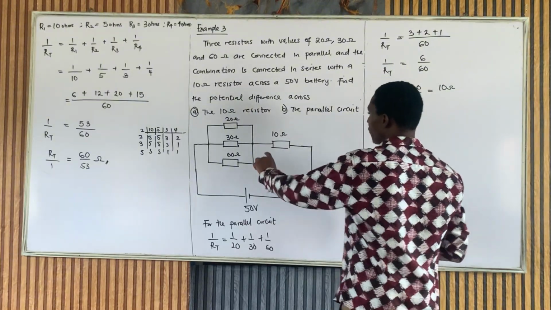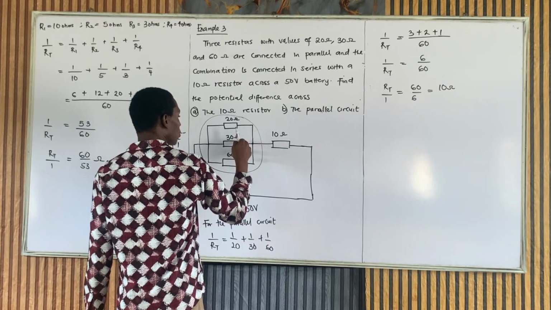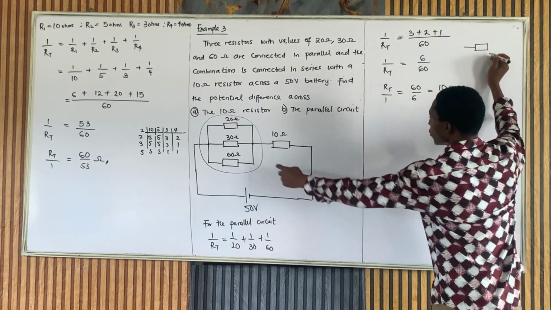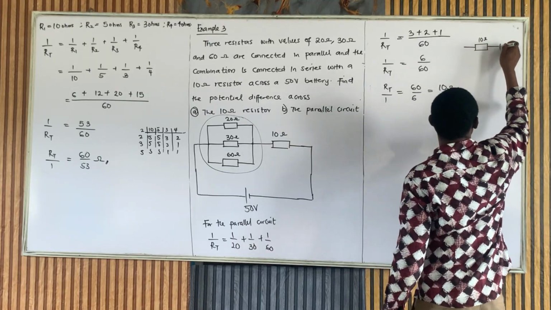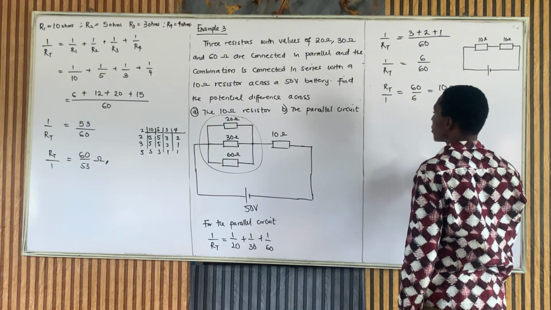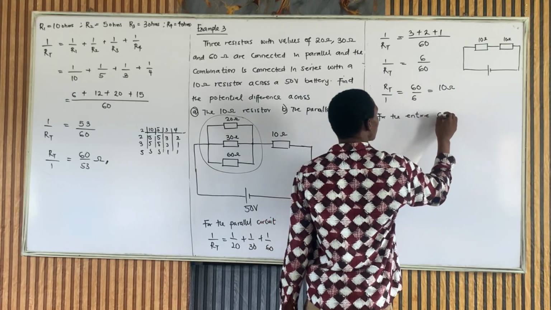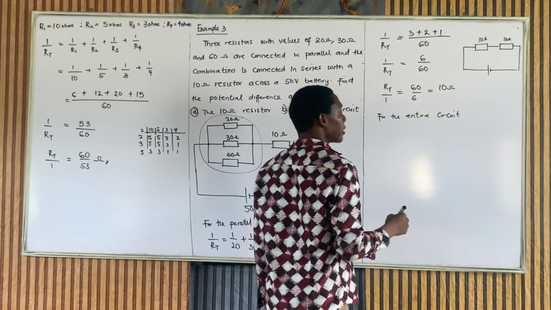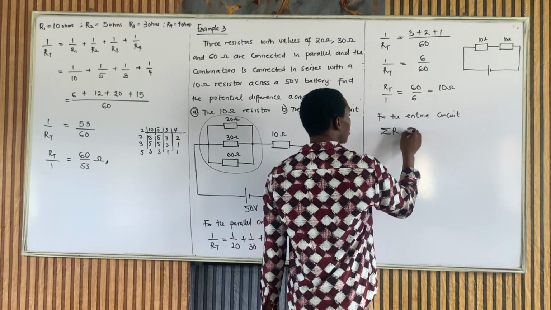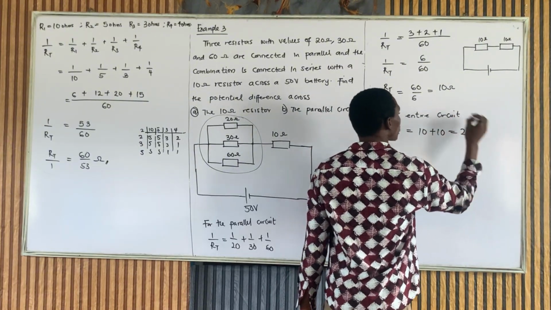Now, if everything here is 10 ohms, that 10 ohms will be in series with this. It's going to look somewhat like this. This is 10, everything here 10 ohms. Now connected to that 10 ohms here. And this one now connected to the 50 volt battery. So this is how it looks like. So for the entire circuit, the total resistance, let me just use this symbol, is equal to 10 plus 10, because that is in series, and that will give us 20 ohms.